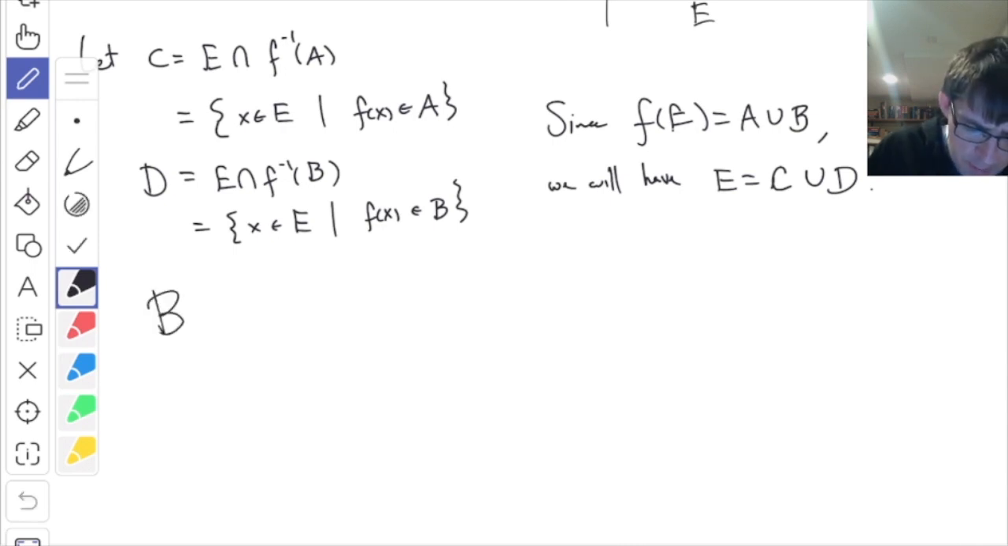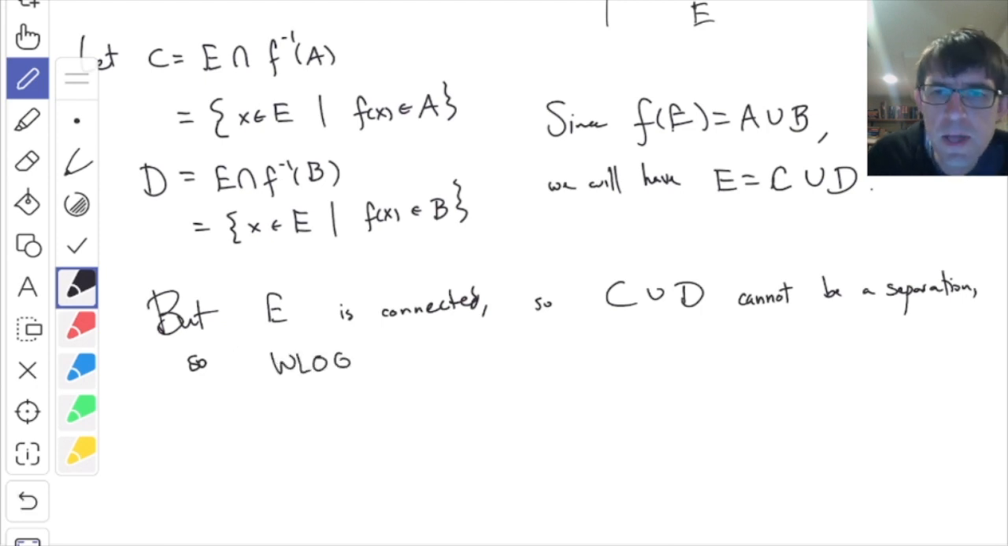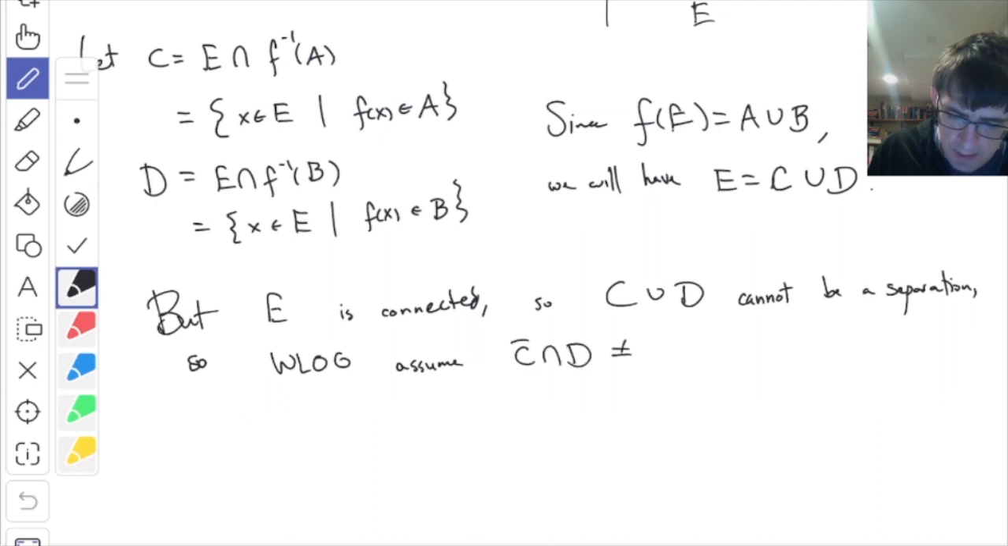But E is supposed to be connected. So C union D cannot be a separation, or else that would be a contradiction. So we can assume, without loss of generality, that one of those intersections is actually not empty. Either C bar intersect D is not empty, or C intersect D bar is not empty. So I'm going to assume C bar intersect D is not empty.